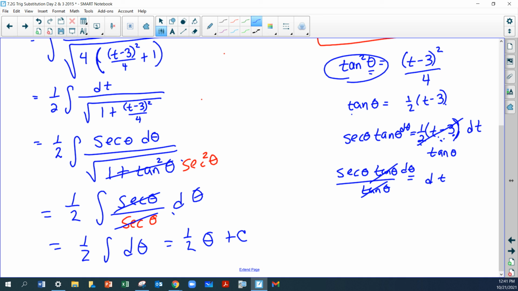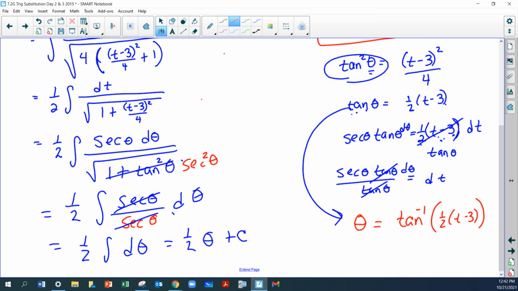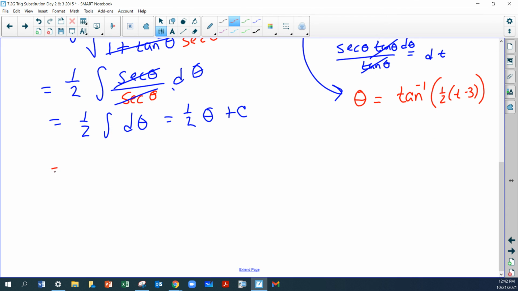And then we need to solve for theta, don't we? So theta, from this we get a tan inverse on each side. So I get a tan inverse of 1/2 t minus 3. And that seems like there's our answer. 1/2 theta is a tan inverse of t minus 3 over 2 plus c.